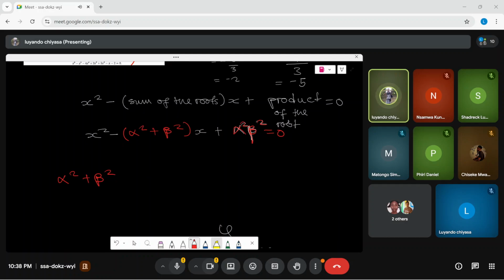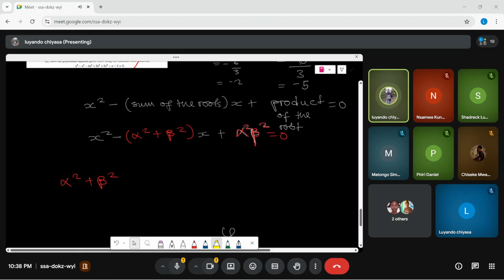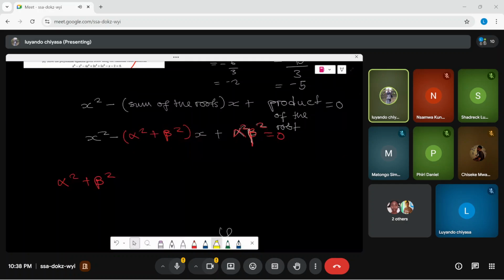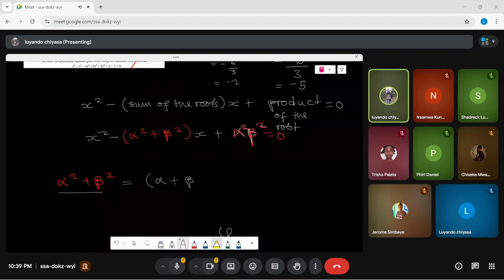Okay, so we need to find alpha squared times beta squared. And we know that alpha squared plus beta squared, not times beta squared, is just equal to alpha plus beta in bracket squared minus 2 alpha beta.